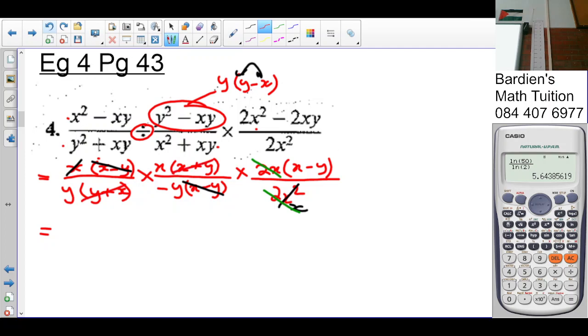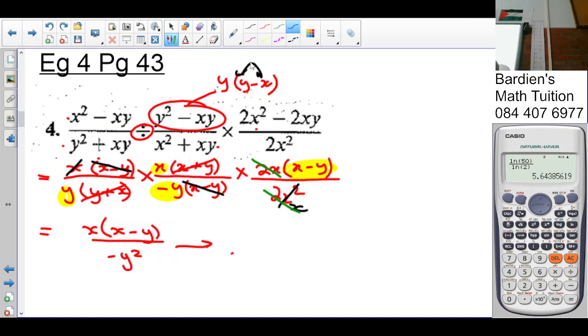X plus y cancels x plus y. So what are we left with? We are left with x, x minus y, y and negative y. So that means to say that this will be x into x minus y over y times negative y, which is negative y. Something like this, people.